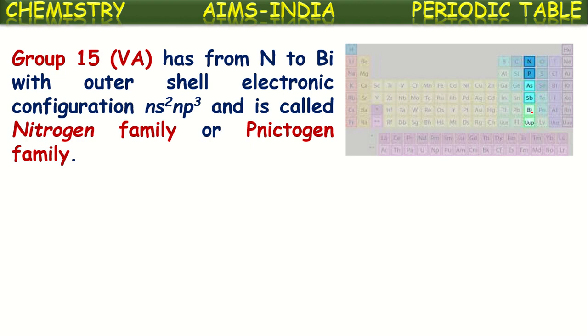Why are they called pnicogens? Because these 5th A group elements can form foul smelled gases. Based on this reason, they are called pnicogens.